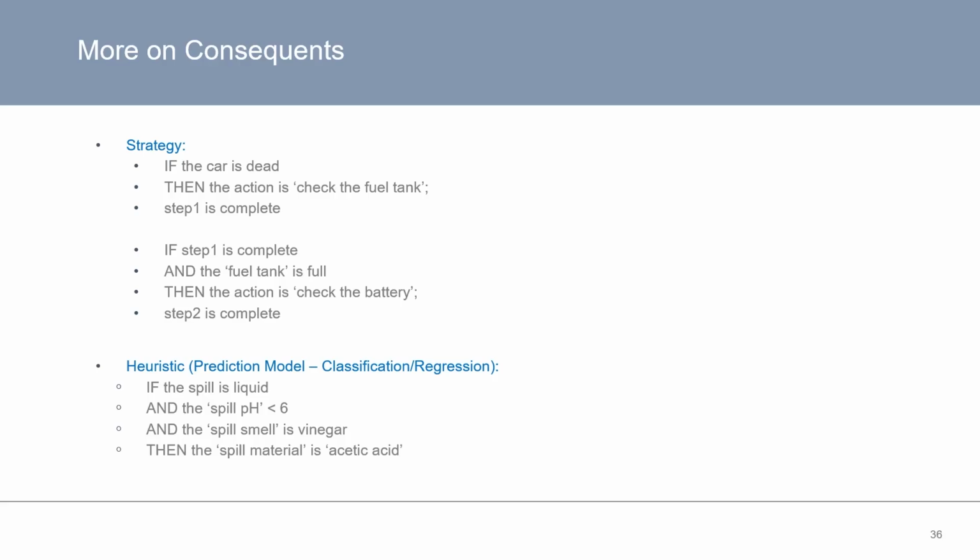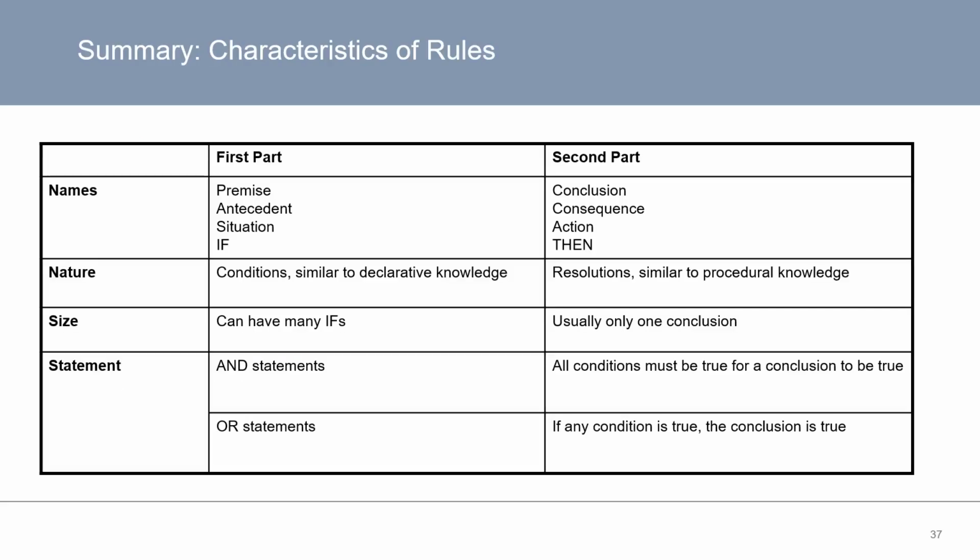This table gives a summary of the basic information about the two main parts of a rule. It includes information about names of these two rule parts, for example, antecedent versus consequent of the rule, the nature of these two parts of the rule, where the conditions of an antecedent are similar to declarative knowledge, and the consequent are resolutions similar to procedural knowledge. Then, in terms of size of the parts, the antecedents have one or more if conditions, typically linked by ands, and the consequents usually have only one conclusion, but this is not always the case.